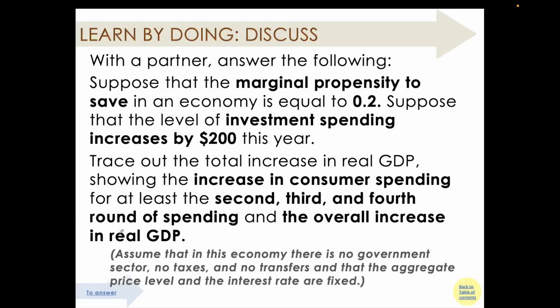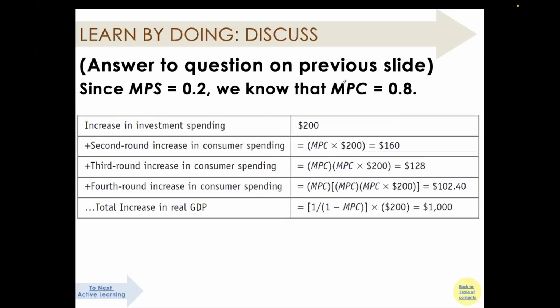And here there's a quick discussion. I will leave that for you to work out yourself, but essentially it just replays what we have discussed. It asks you, if there's an increase of $200 in investment, essentially spending, and we have an MPS of 0.2, trace out how that would affect our economy. And finally, what would be the impact on the total GDP? The answer is here. I leave that for you to work out yourself, but this is a replay of what we just discussed.